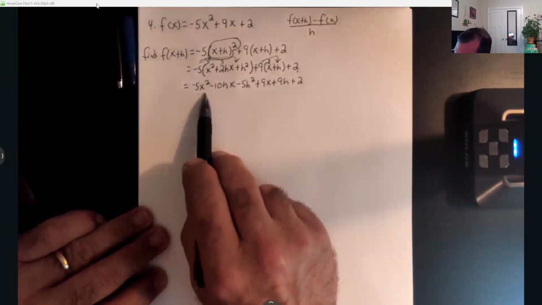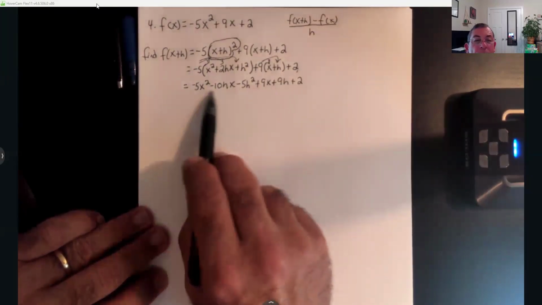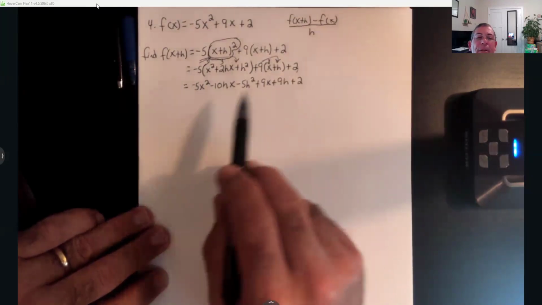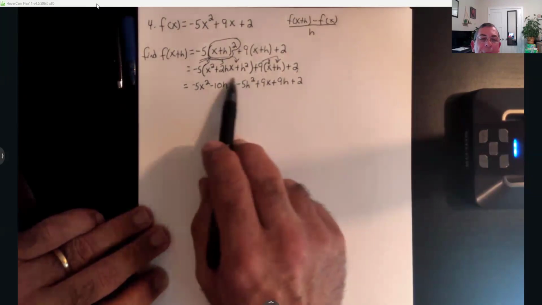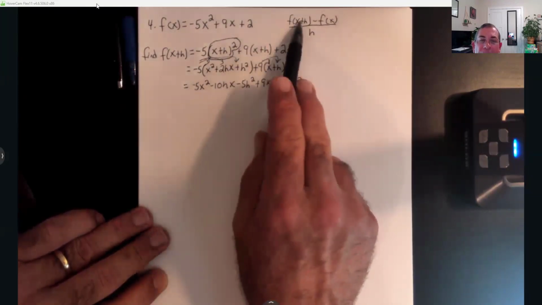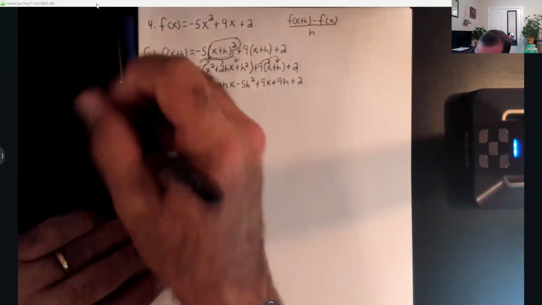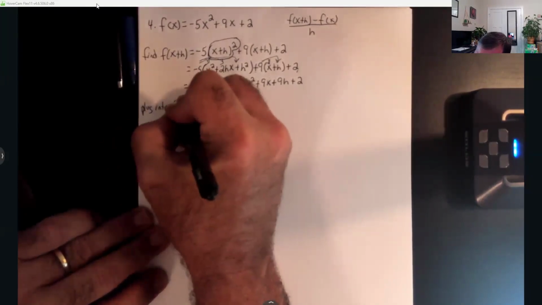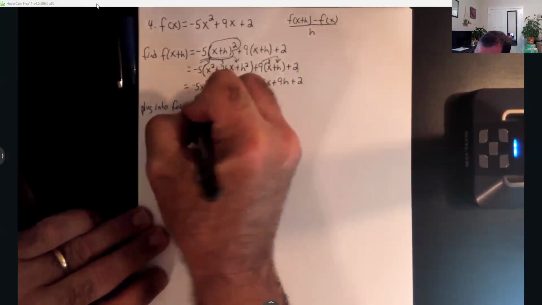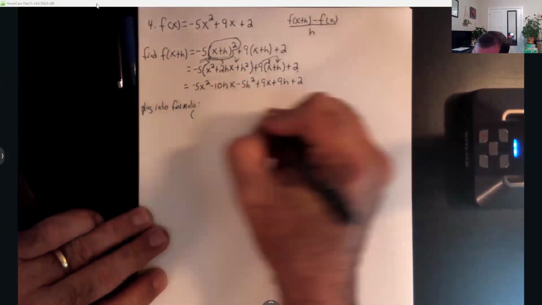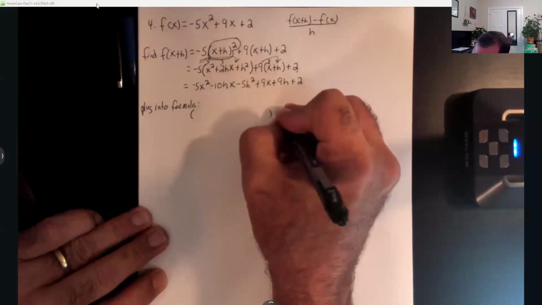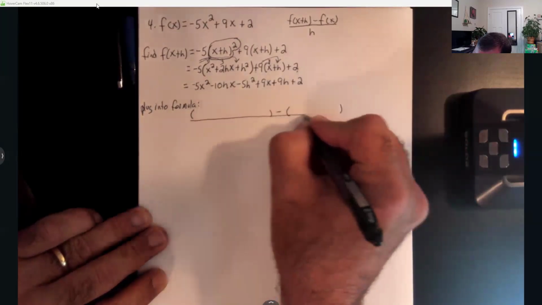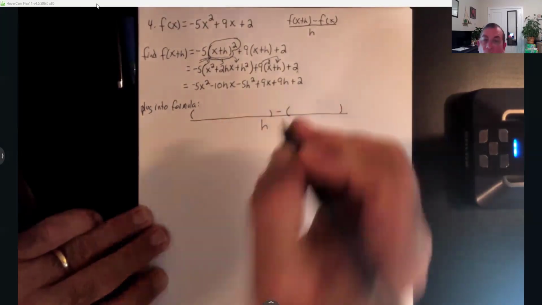All right, so let's see if we have any like terms. And y'all guess what? No like terms. So this whole thing is now the f of x plus h. So we're going to plug in the formula. So I got it. F of x plus h minus my f of x. All of that will be over h.